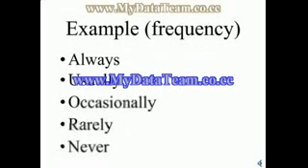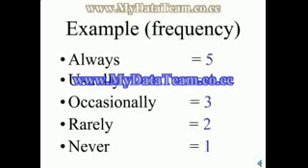Here we have an ordinal scale measuring the frequency that a subject does something. Always, usually, occasionally, rarely, or never. And once again, the more frequent the variable, the more points we'll give. 1 point for never, 2 for rarely, 3 for occasionally, 4 for usually, 5 for always.